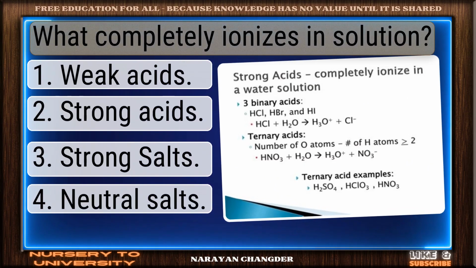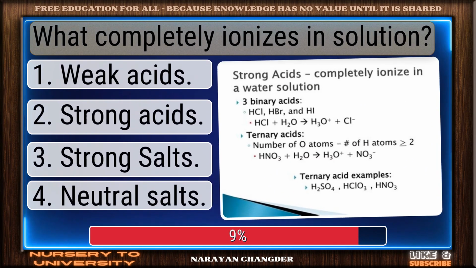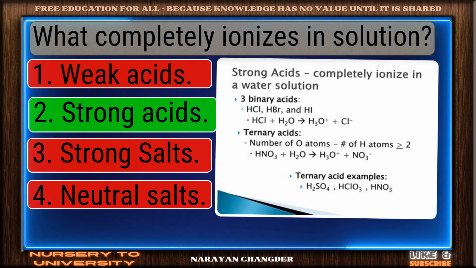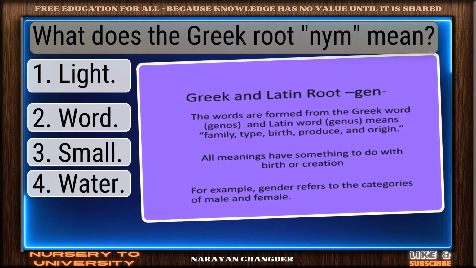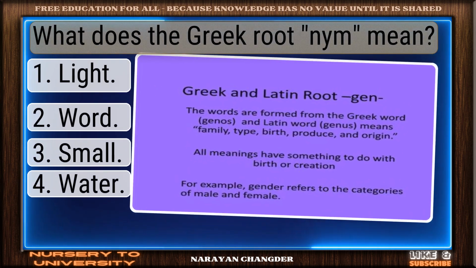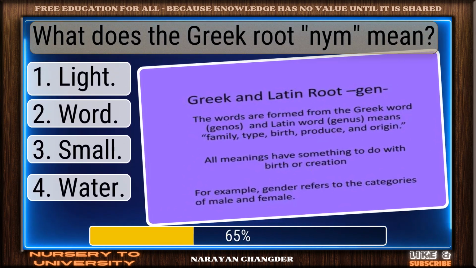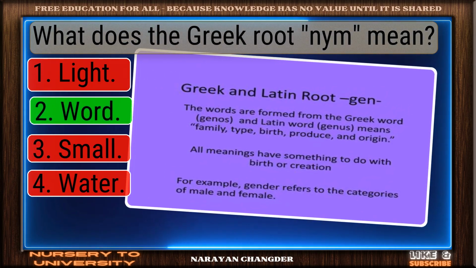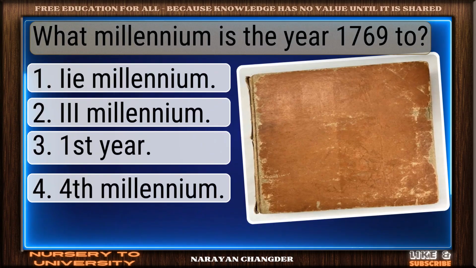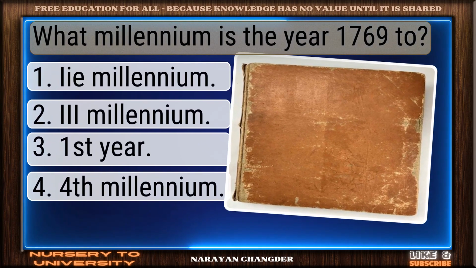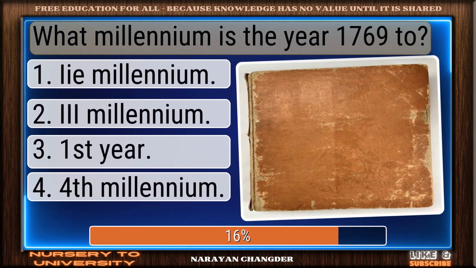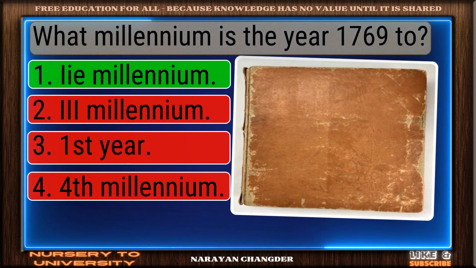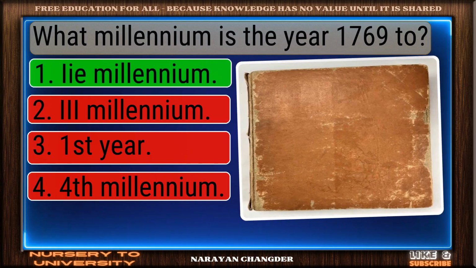Question number 70. What completely ionizes in solution? Good job. Your answer, strong acids, works well here. Question number 71. What does the Greek root nim mean? Nice selection. Word is the correct and valid answer. Question number 72. What millennium is the year 1769 in? Well picked. 2nd millennium is the correct answer.